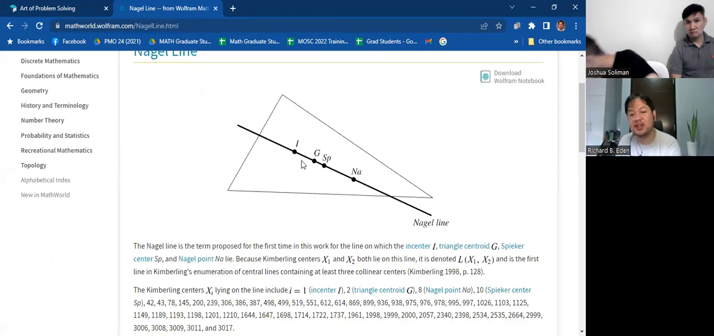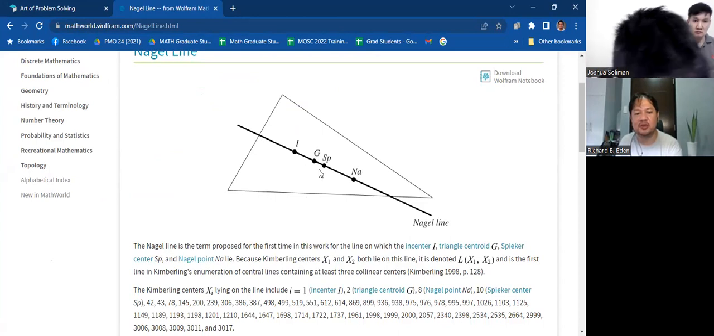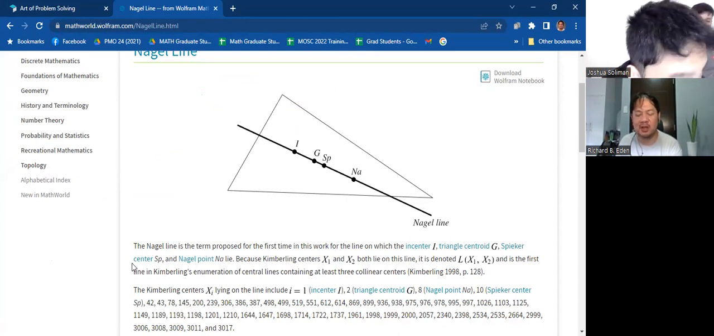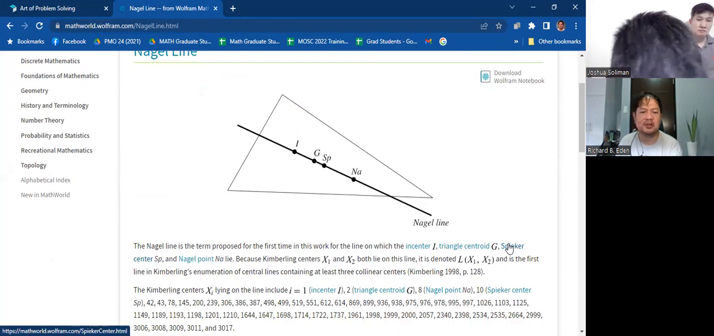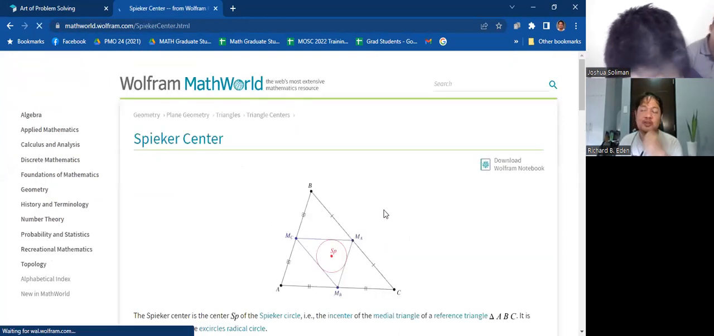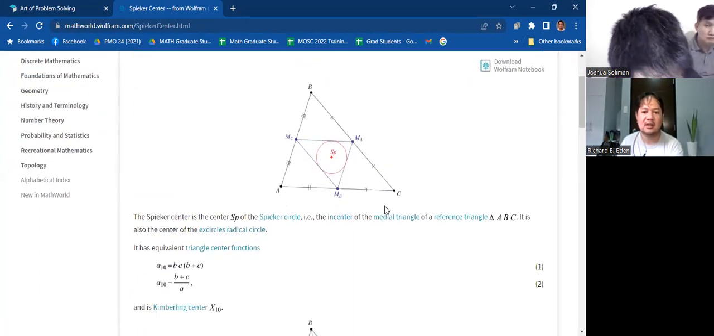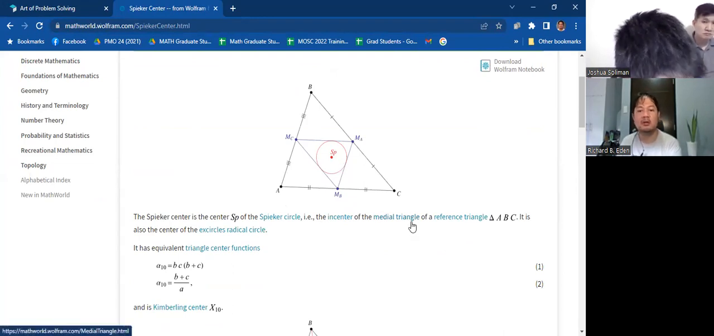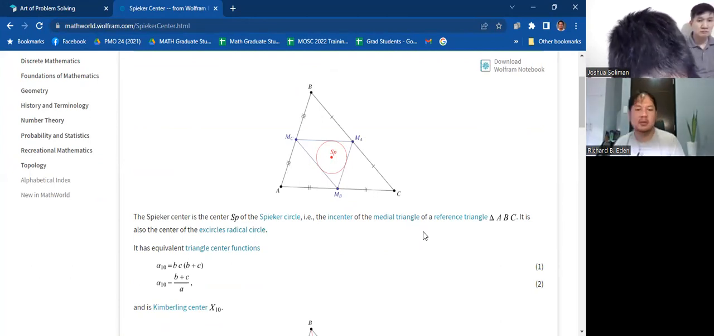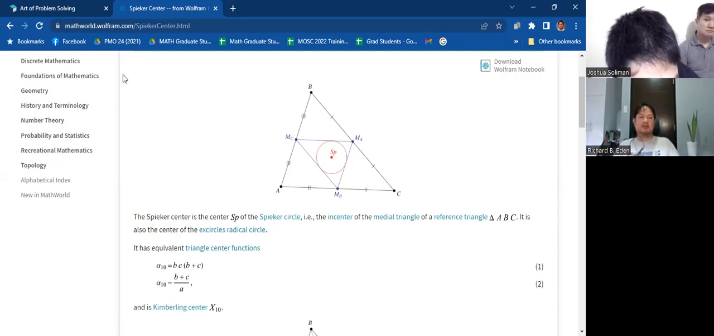Oh, actually, andun din ang centroid. Okay, so the in-center, the centroid G, tapos the Nagel point. Also, the centroid is on the Nagel line and also on the Euler line. Okay. It's the in-center of the medial triangle. Okay, SP, in-center of the medial triangle. It's also the radical circle. Okay. Wow. Lots of properties talaga, no?